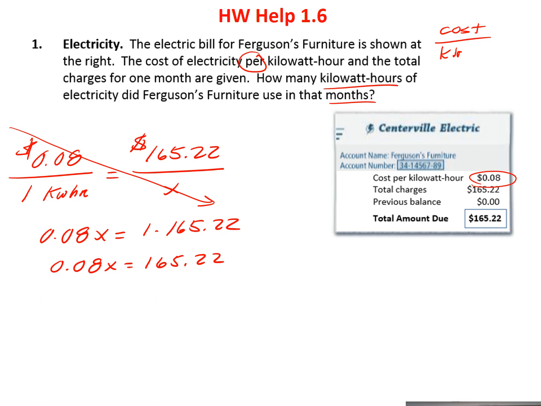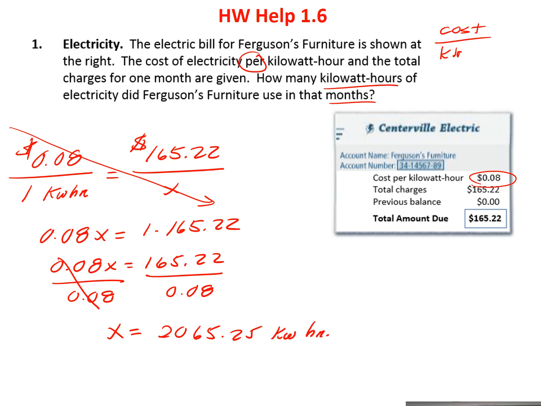To undo times 8 cents, we divide by 8 cents on both sides. That's 1, and our answer is going to be, get out the calculator, 165.22 divided by 0.08, and my answer is going to be 2065.25 kilowatt hours. So the Ferguson family used a little over 2,065 kilowatt hours, and that's how they arrived at their bill of 165.22.